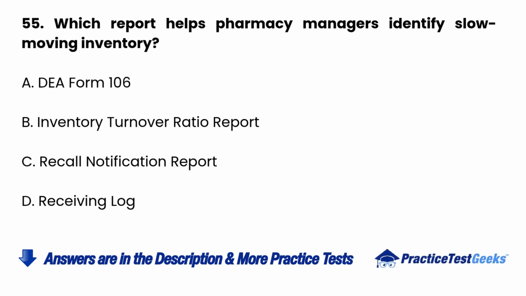55. Which report helps pharmacy managers identify slow-moving inventory? A. DA Form 106. B. Inventory Turnover Ratio Report. C. Recall Notification Report. D. Receiving Log.